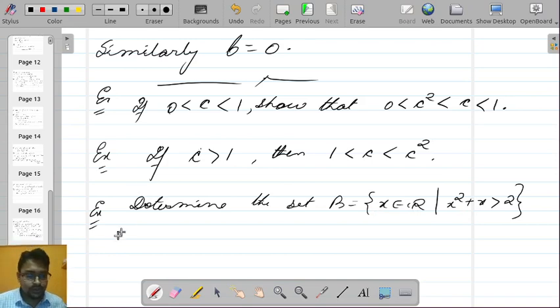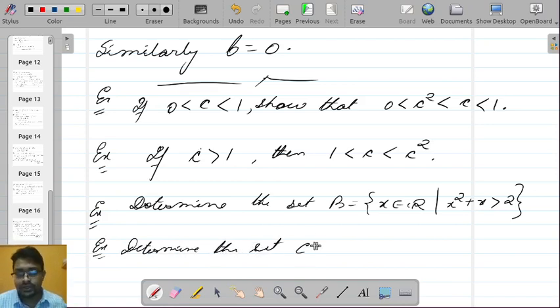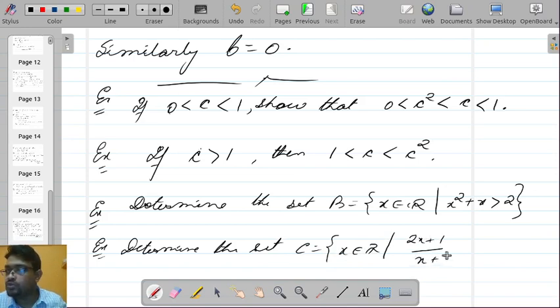Another one you can try. Determine the set C equal to x belongs to R such that twice x plus 1 divided by x plus 2 is strictly less than 1. Try to determine this set.